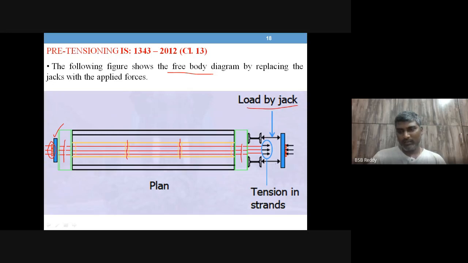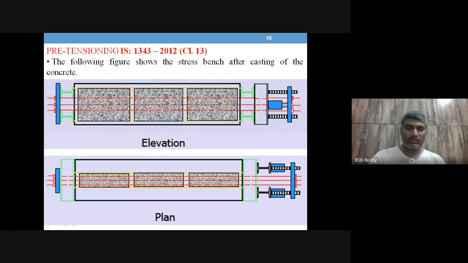And these are the hydraulic jack operations. Force is being applied by the jack. This is an end frame. This is another end frame, kept here, and these hydraulic jacks will try to pull the tendon against this frame, so that pulling operation is shown here. Okay, so this is how the figure shows the stress bench, how it works.